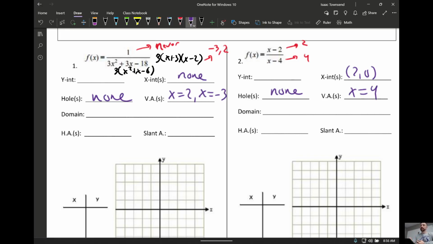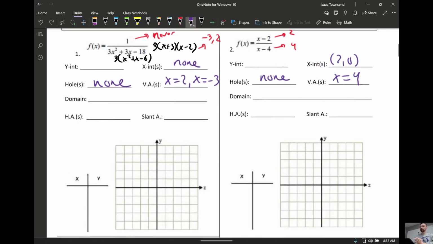The first several questions may not even have a hole, so you may not get to practice that for a few questions. A lot of these questions won't have a slant asymptote, so a lot of times you have to do several of them before you can even practice that one time. But these are the 3 that we had focused on last class. So let's throw these on a graph.